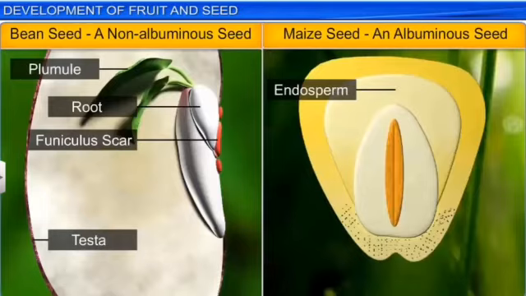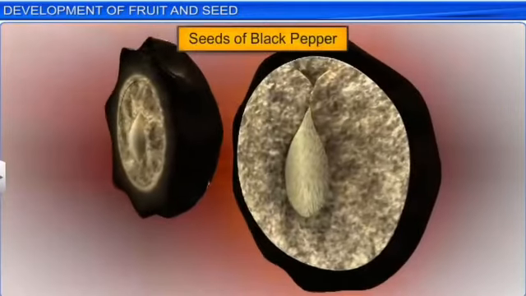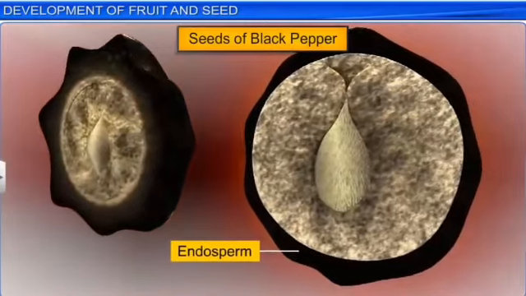The bean seed is non-albuminous and the maize seed has albumin content, so it is said to be an albuminous seed. The various regions we can observe, and the content and location of the endosperm, differ a lot.